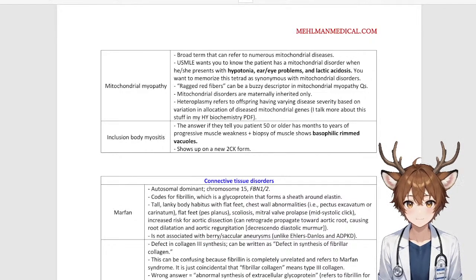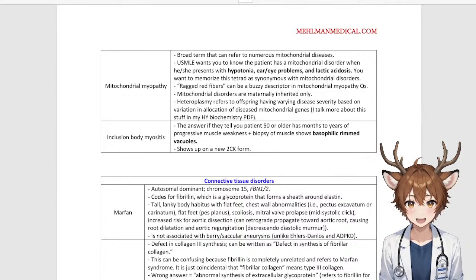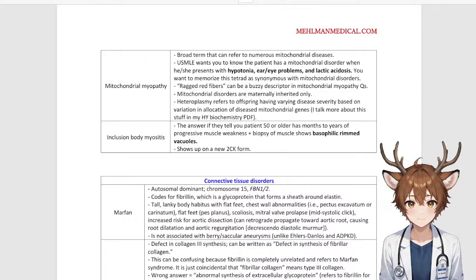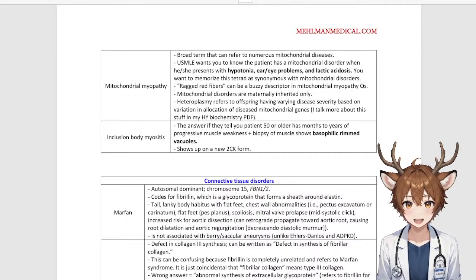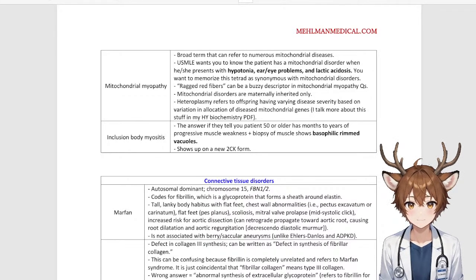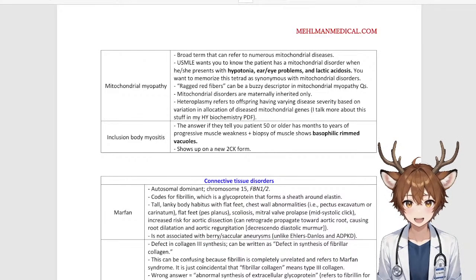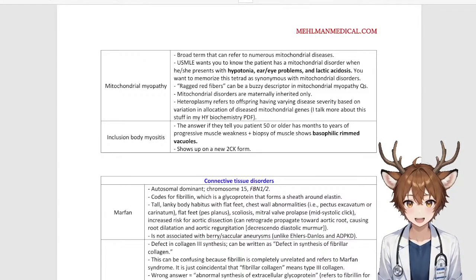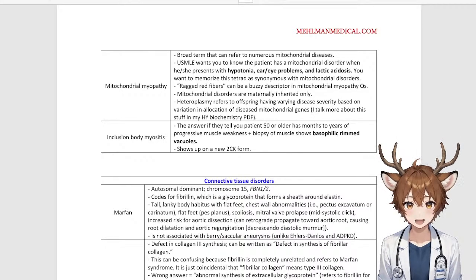Mitochondrial myopathy. Broad term that can refer to numerous mitochondrial diseases. USMLE wants you to know that the patient has a mitochondrial disorder when he or she presents with hypotonia, ear and eye problems, and lactic acidosis. You want to memorize that tetrad: hypotonia, eye and ear problems, lactic acidosis. Memorize this tetrad as synonymous with mitochondrial disorders. Ragged red fibers can be a buzzy descriptor in mitochondrial myopathy questions. Mitochondrial disorders are maternally inherited only. Why? Because you get your mitochondria from your mother.